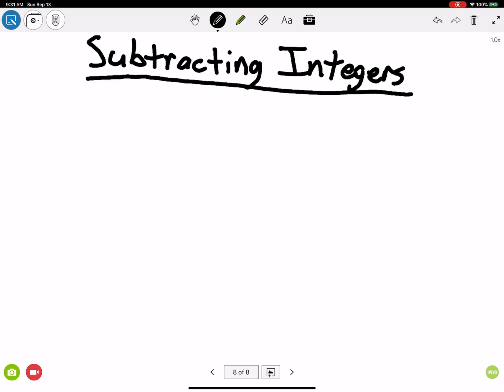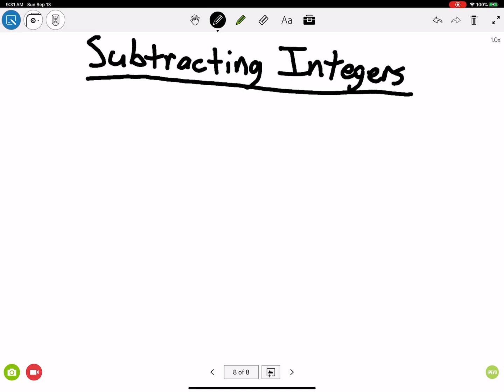All right, so today we're going to be talking about subtracting integers. Now, the thing about subtracting integers is you can always change any subtraction problem into addition. And from what I noticed past couple weeks, from last week till now, you guys are really understanding how to add integers.